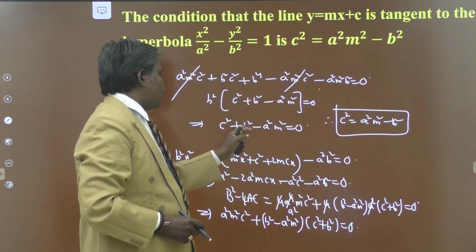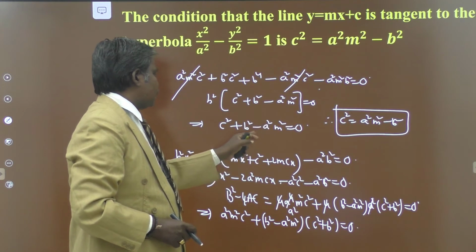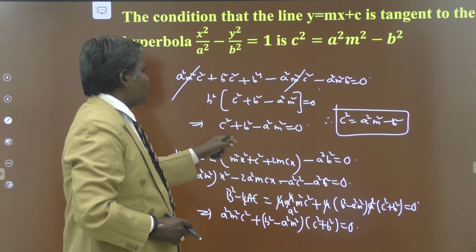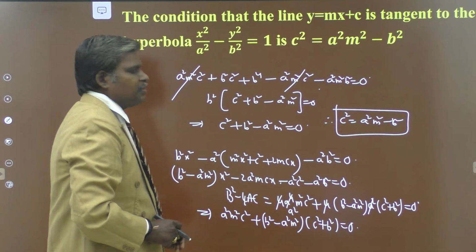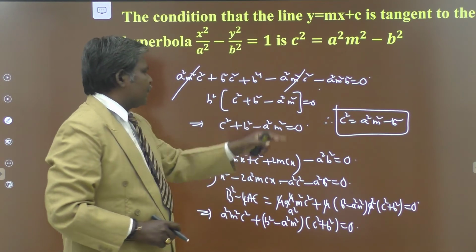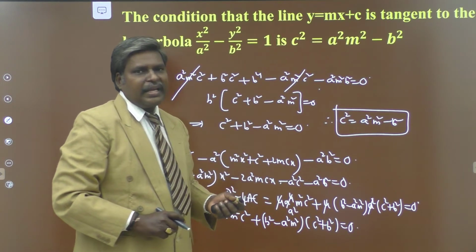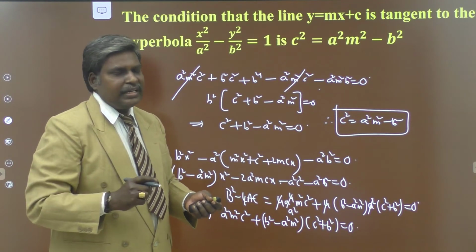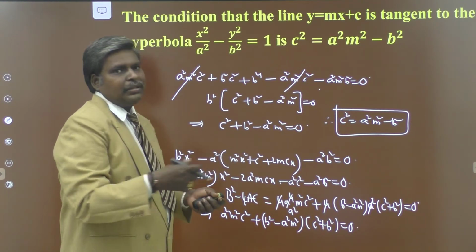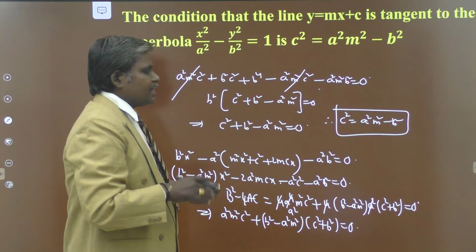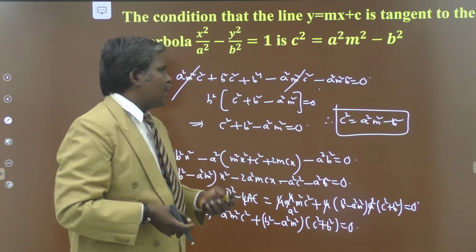So the condition is what? c² should be greater than a²m² minus b². If c² is greater than a²m² minus b², the line intersects the hyperbola at two real and distinct points. For less than, the line doesn't intersect and doesn't touch the hyperbola.